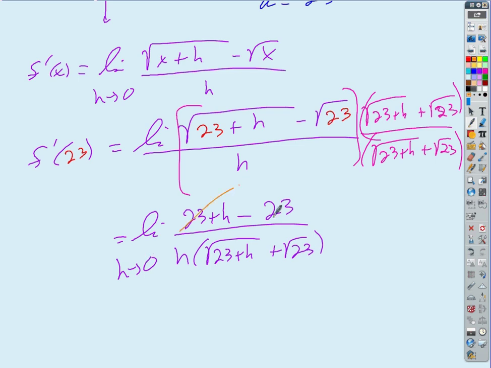The 23s cancel horizontally, so they add to 0. The h's, we can cancel the like factors. And then, so what are we left with? We're just left with the limit of 1 on the top over this thing on the bottom.